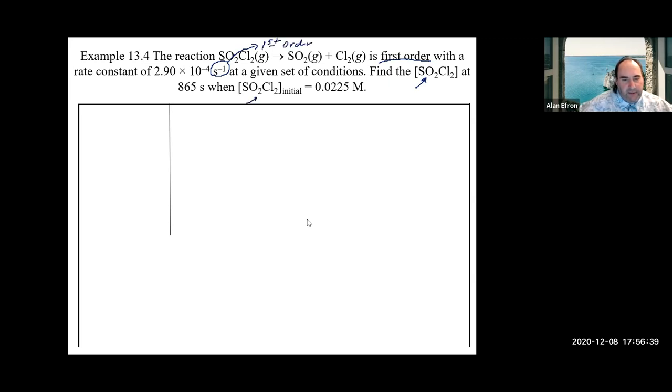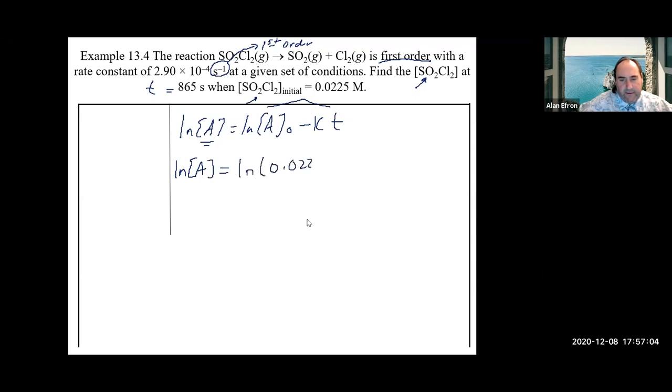We do have the initial concentration. We do have time. So if we look at our equation here, we pretty much have everything on the right-hand side. We are missing this one, that's what we're looking for. So we could really just plug it in. Natural log of A is going to be our initial, which in this case was 0.0225, minus our rate constant, which was given to us, 2.9 times 10 to the minus 4 reciprocal seconds, times the time in this case, which was 865 seconds.